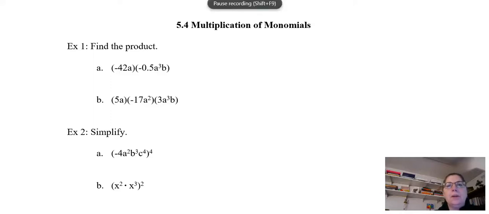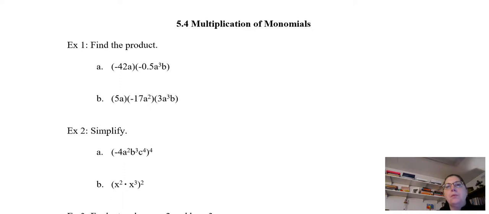Welcome back to Math 103. We are moving on in chapter 5, and today we're going to be multiplying monomials. A term that we need to make sure we realize is a monomial. Mono means one, so what we're doing is multiplying single terms together. We're just going to do some examples, and there are some exponent rules that we have to know.